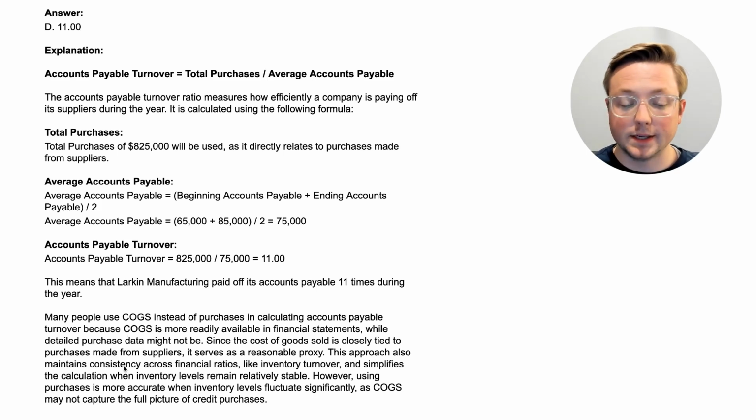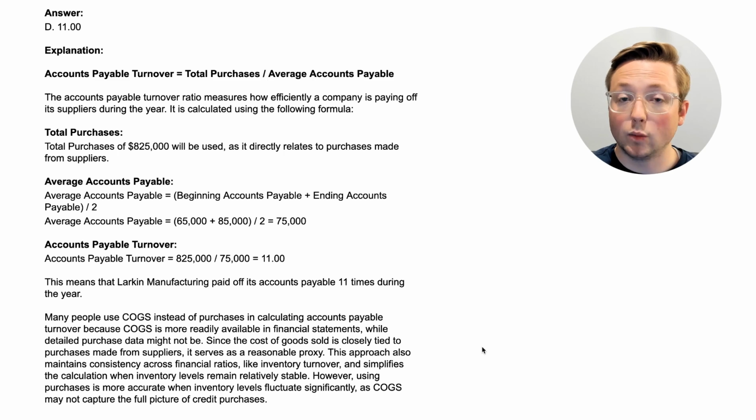This approach also maintains consistency across financial ratios because inventory turnover is using COGS, and it simplifies the calculation when inventory levels remain relatively stable. So if your inventory is pretty stable, it doesn't change too much, you're buying and selling roughly the same amount typically, then COGS is a great way to go. However, using purchases is more accurate when inventory levels fluctuate significantly, as COGS may not capture the full picture of credit purchases. So this is something you may see in the exam.